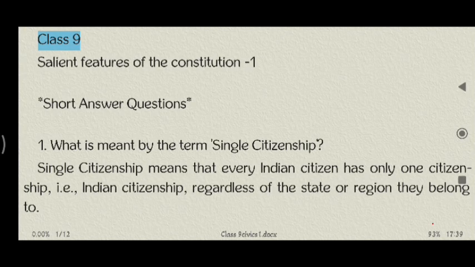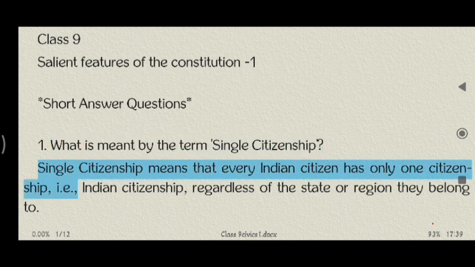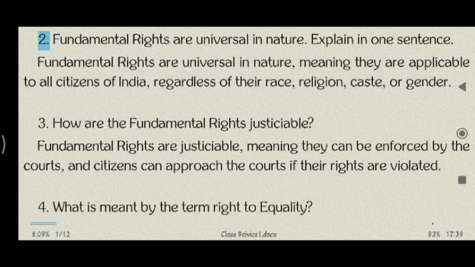Class 9. Salient features of the Constitution -1. Short answer questions. 1. What is meant by the term single citizenship? Single citizenship means that every Indian citizen has only one citizenship, i.e., Indian citizenship, regardless of the state or region they belong to.